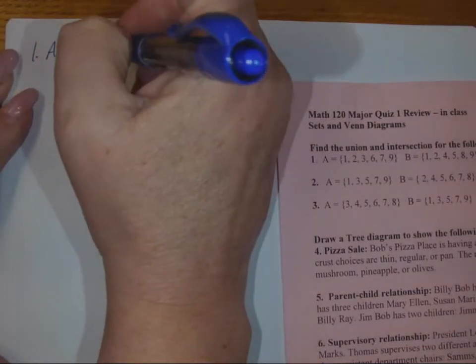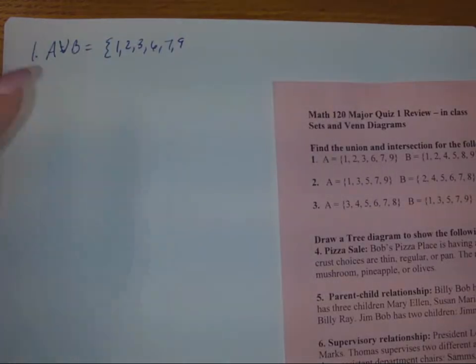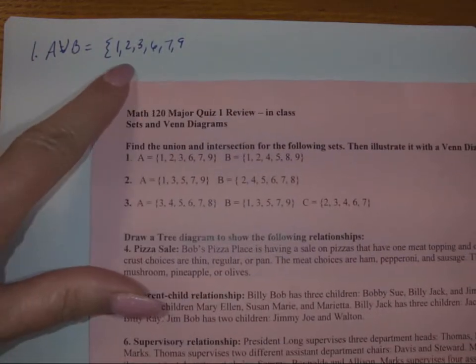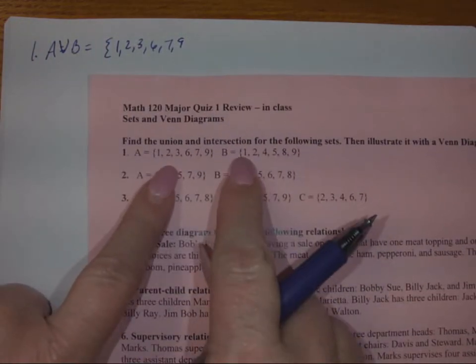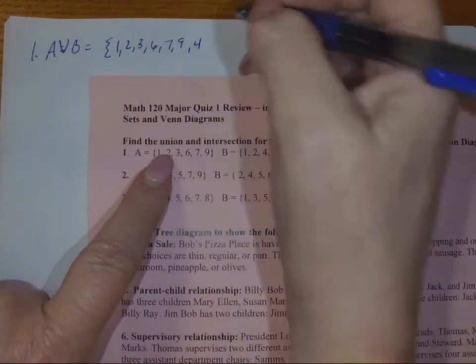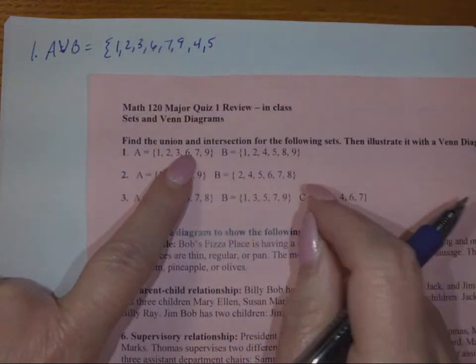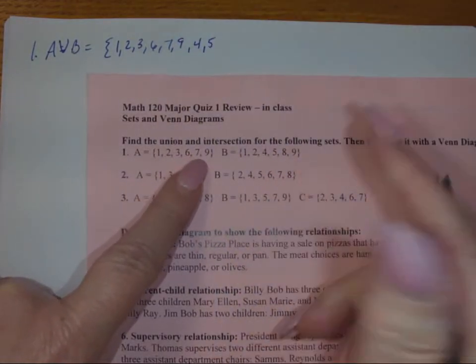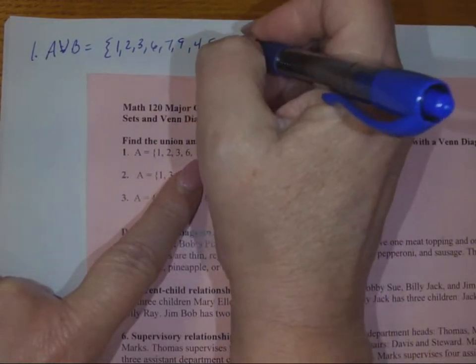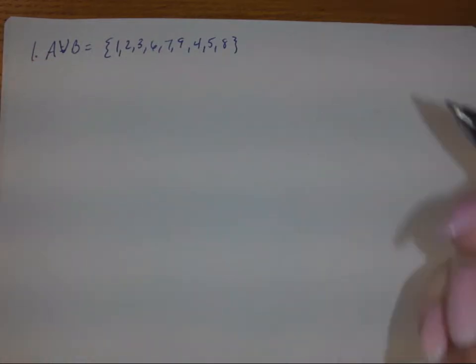So I'm going to write all of set A, and then I'm going to go look at set B. So that's all the numbers in set A. And in set B, I already have the 1, I already have the 2, so I need to add the 4. I don't have the 5. And then I don't have the 8, but I already have the 9. So you don't have to put them in numerical order. So that's the union. That's everybody put together.